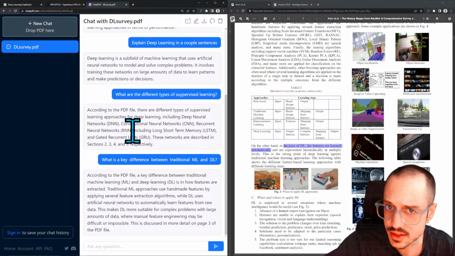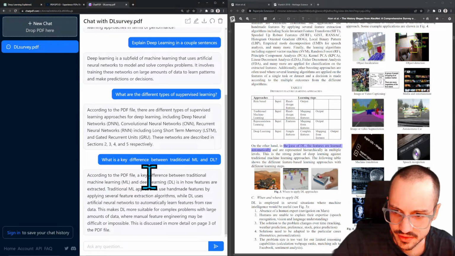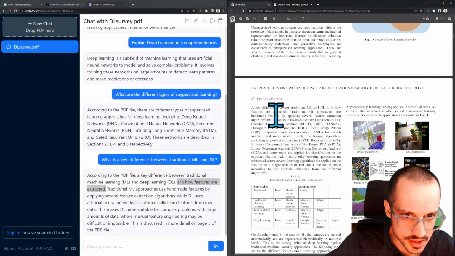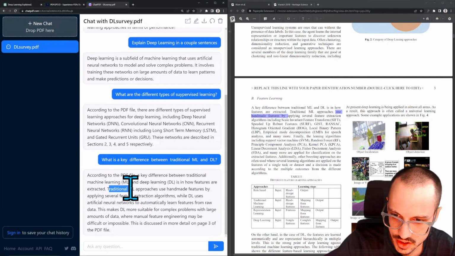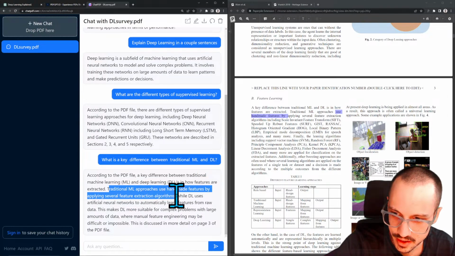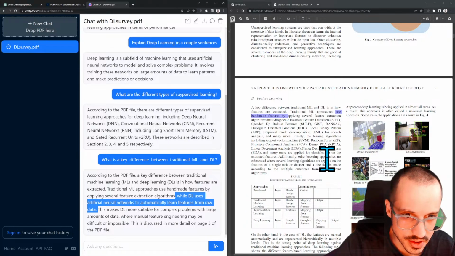So let's look at ChatPDF here. According to the PDF file, a key difference between traditional machine and deep learning is how features are extracted. Okay, so ChatPDF also did some kind of similarity search and was able to find this exact part, right? There you go, there's the magic word, how features are extracted. Traditional ML approaches use handmade features by applying blah, blah, blah, while DL uses artificial neural networks to automatically learn features.